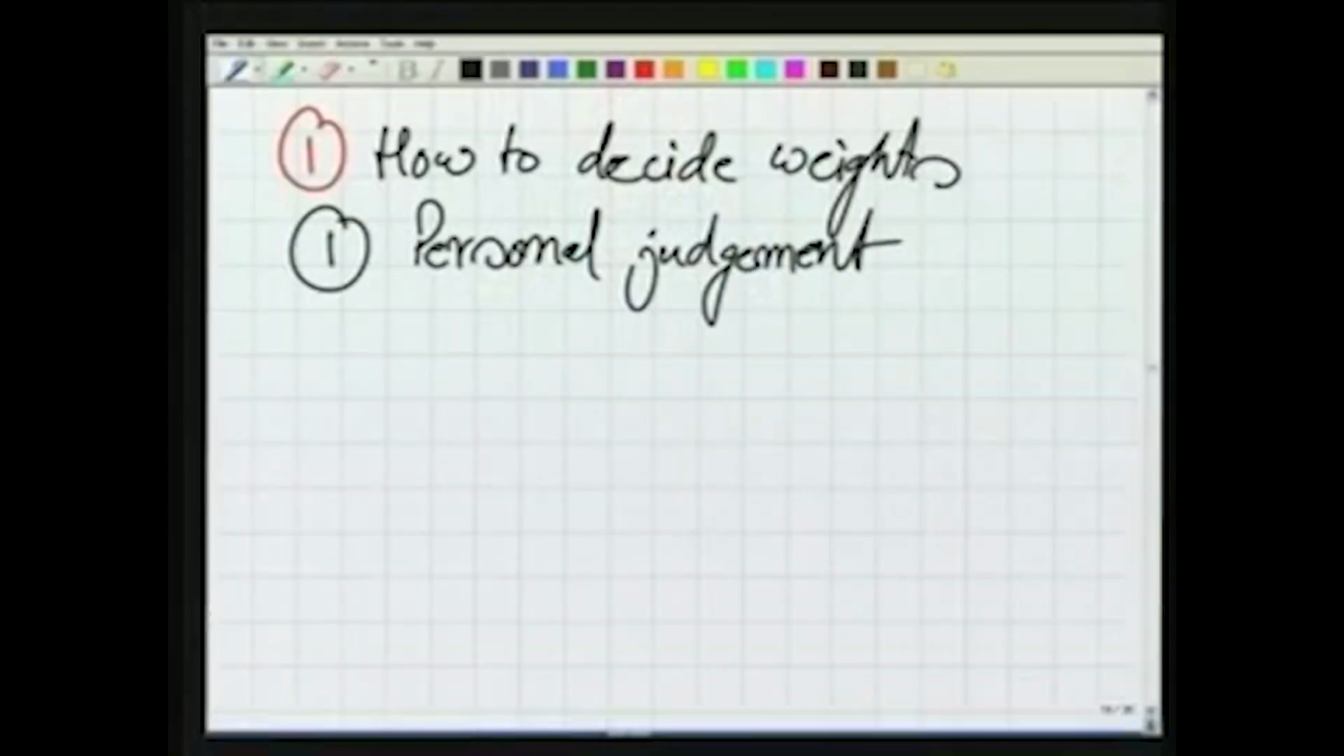Can there be some other method? Well, the other method is number of observations.